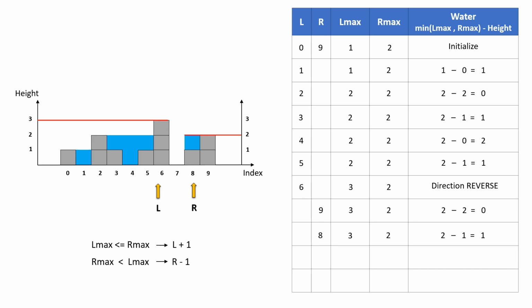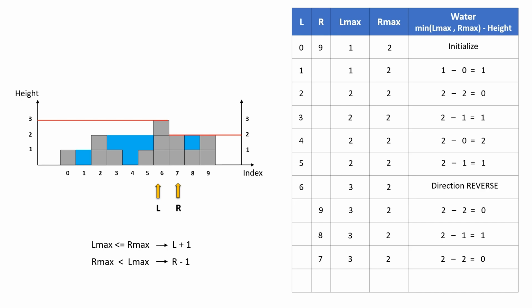Now similarly to the previous step, Rmax is less than Lmax, so we decrement the right pointer. The right pointer gets set to 7. At the 7th index, Lmax is 3 and Rmax is 2. The water that can be trapped is equal to 2 minus 2, which is 0. No water can be trapped.